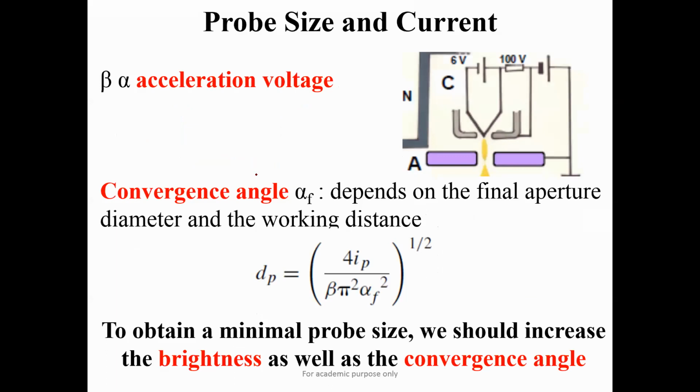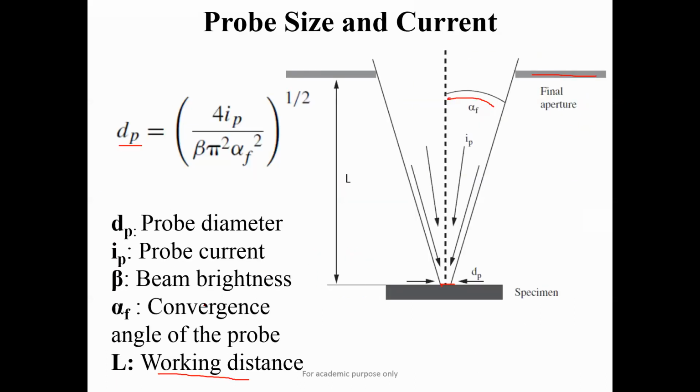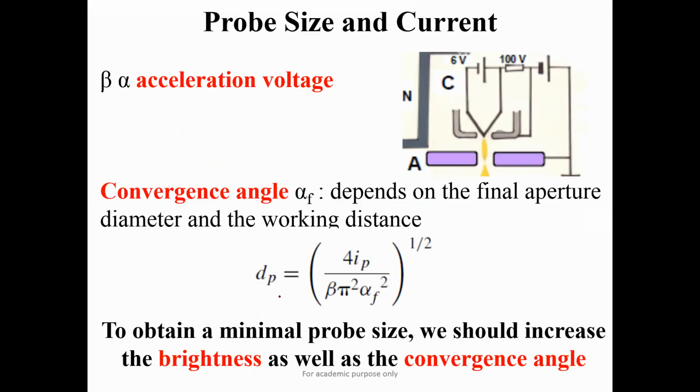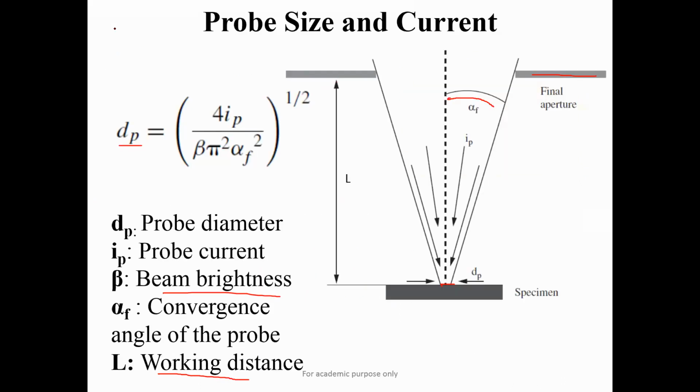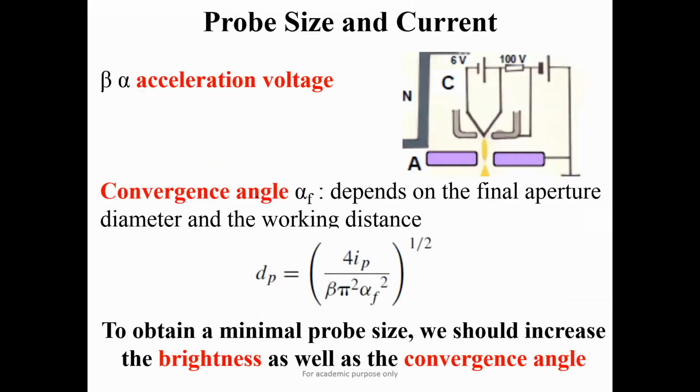Let's come to the beam brightness, which you have seen here. Beam brightness directly depends upon the acceleration voltage. That's why when we go for higher accelerating voltage, we get better images. Why better images? As we are increasing the voltage, the beam probe size is going down. If the probe size is smaller, we will get better resolution.